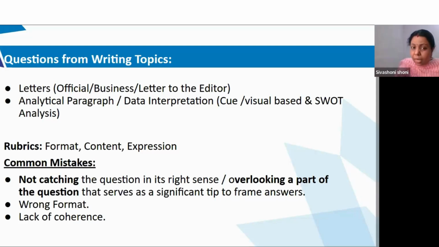These are the three types of letter. Under official, it can be an official complaint letter, or it can be an official inquiry type of letter, inquiring about the tourism facilities or inquiring about the courses. So you have to revise and practice at least 4, 5, 6 types of questions for letter writing. And let me tell you one thing.